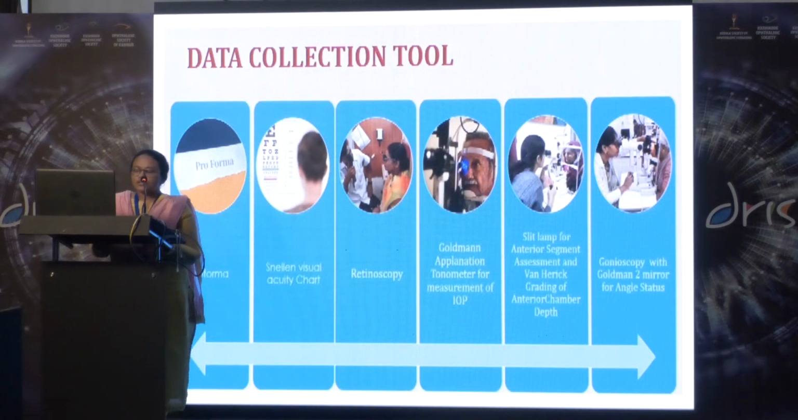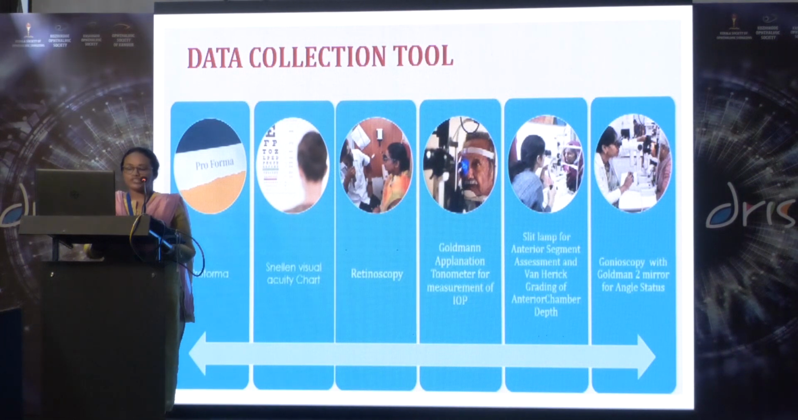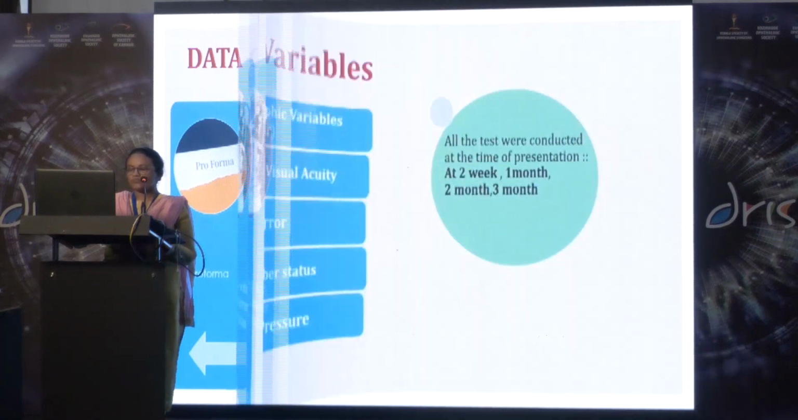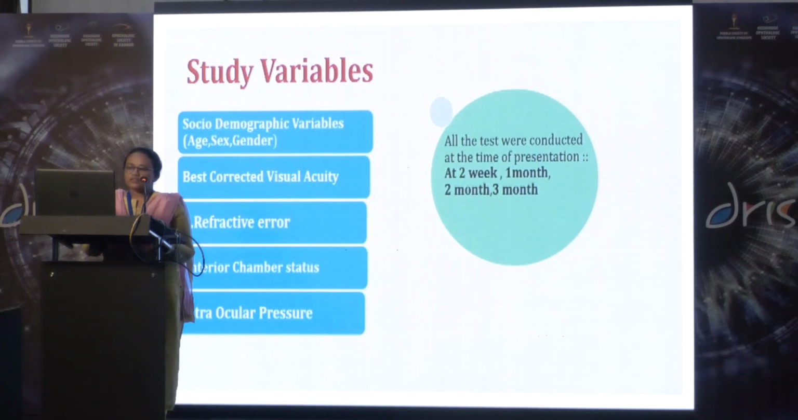As a data collection tool, a proforma was used to obtain the patient details. Snellen visual acuity chart was used to assess vision, along with wet retinoscopy. Goldmann applanation tonometry was used to measure the IOP, slit lamp examination was done to visualize the anterior segment, and gonioscopy with Goldmann two-mirror was used for assessing the angle status. Study variables were socio-demographic variables, best-corrected visual acuity, refractive error, anterior chamber status, and intraocular pressure. All these were assessed at presentation, at 2 weeks, 1 month, 2 months, and 3 months.